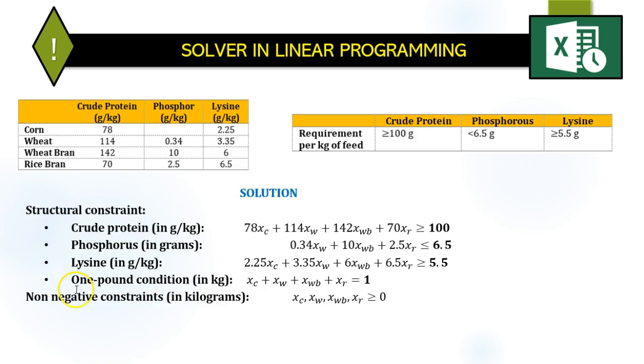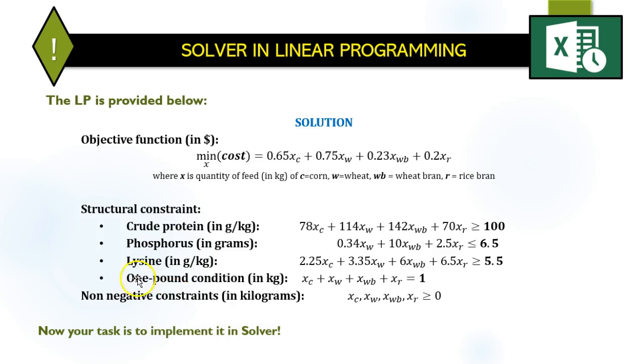And finally, we have the 1 pound condition, in which the sum of the four products must be equal to 1. And then we have the non-negative constraints, because the products must be non-negative. As a result, we have the following linear programming problem.